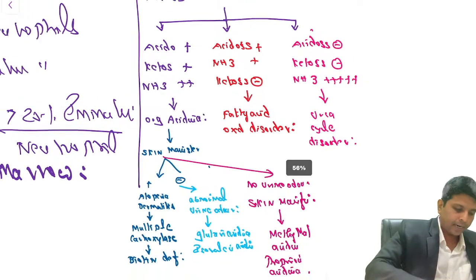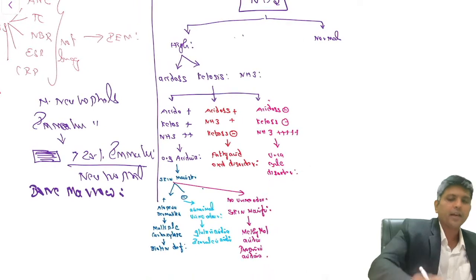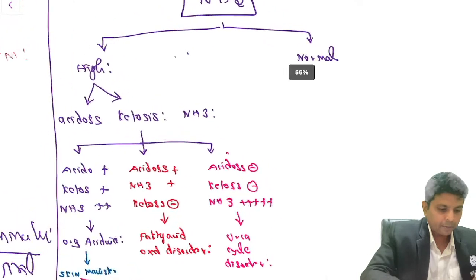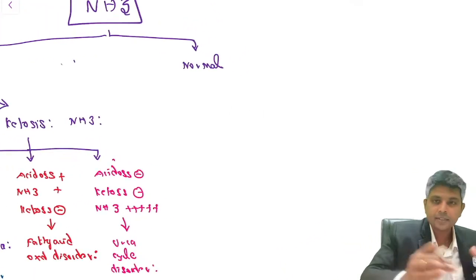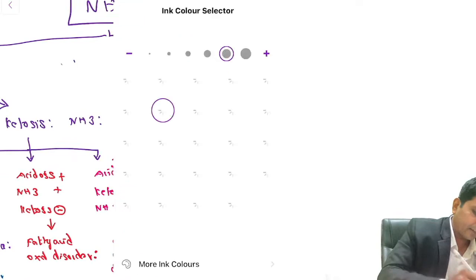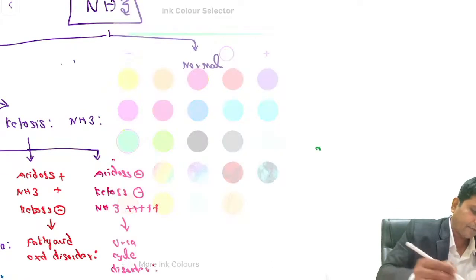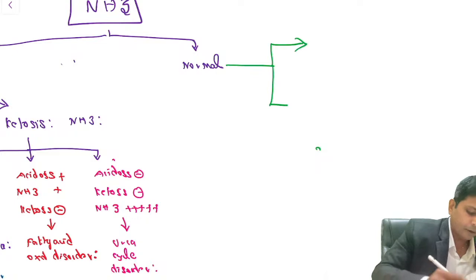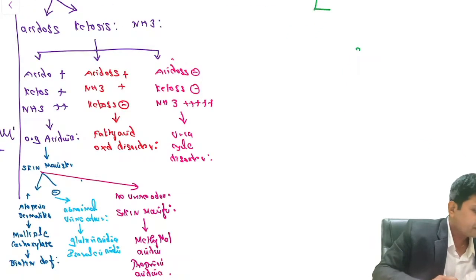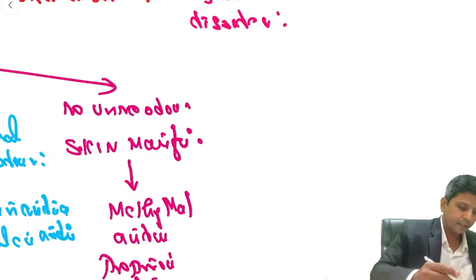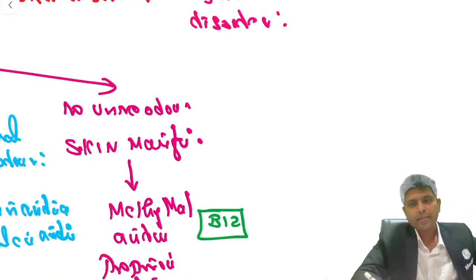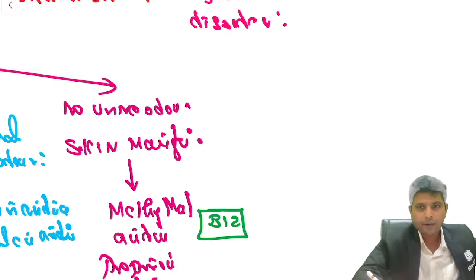Okay? And finally, sir, if ammonia is normal, you didn't say anything. If ammonia is normal, then what is the answer? Methylmalonic aciduria, my dear boy. Treatment for methylmalonic aciduria is B12, because methylmalonyl CoA is converted to succinyl CoA by B12.